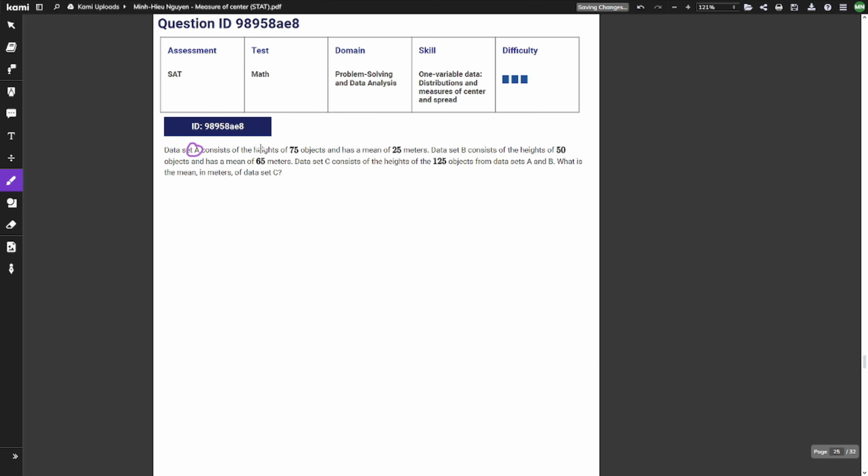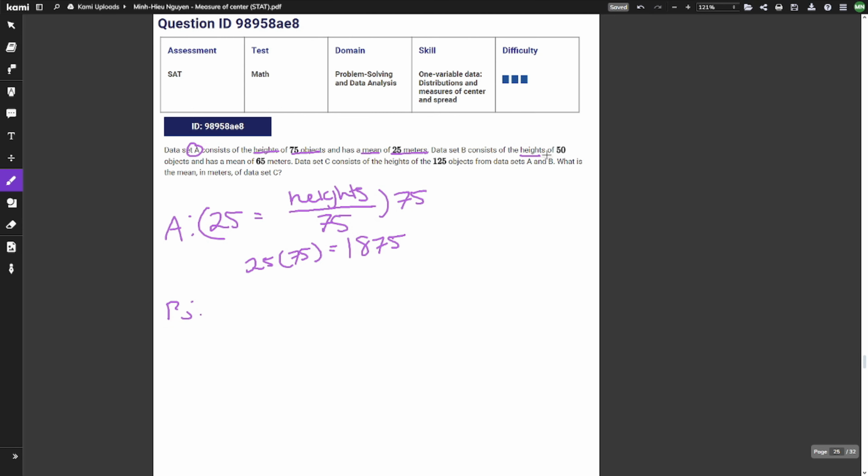We know that dataset A has the heights of 75 objects and a mean of 25 meters. So that means that for dataset A, the mean, which is 25, is equal to the heights, which we don't know, of all the objects divided by the number of objects, which is 75. And let's go ahead and find our heights, and to do that we just have to multiply the entire equation by 75. So 25 times 75 is equal to 1875.